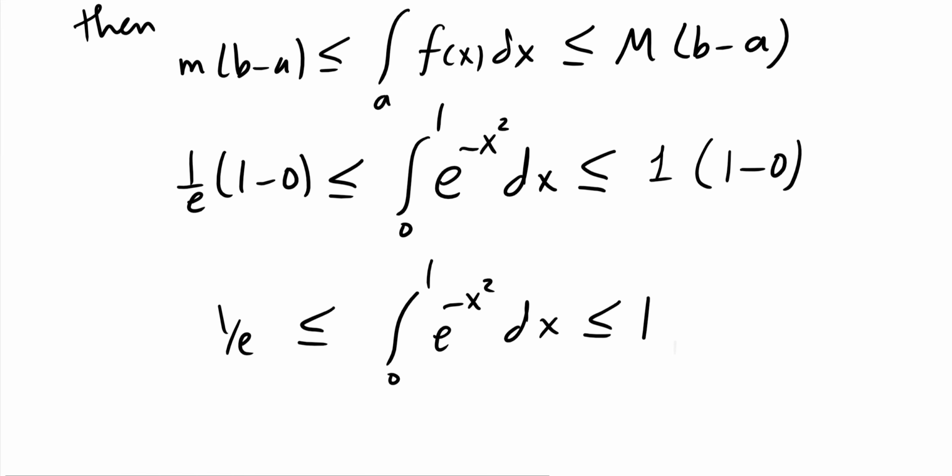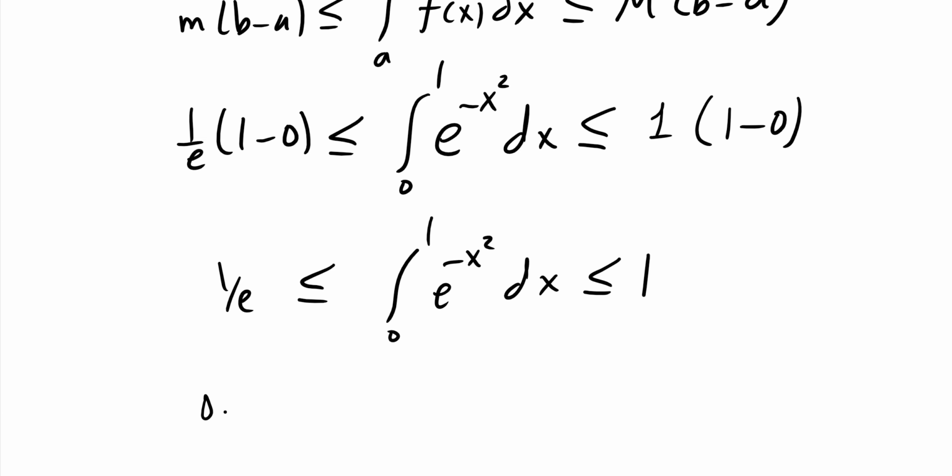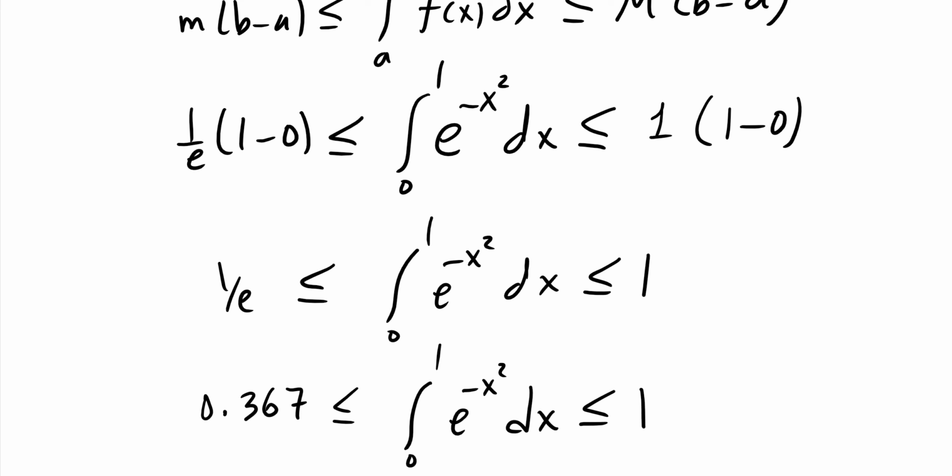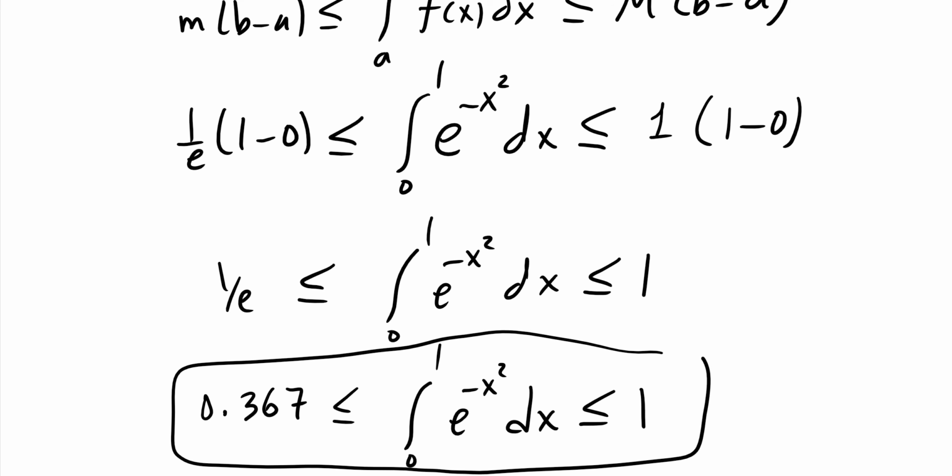And if you find 1 over e on the calculator, that gives us around 0.367, less than or equal to the integral from 0 to 1 of e to the negative x squared dx, less than or equal to 1. So what I was able to do: I didn't know how to find the exact value for this integral up to the point where we are now in the course. We don't have enough tools to really find the exact value for that integral. But I was able to find a lower and upper bound on the integral.